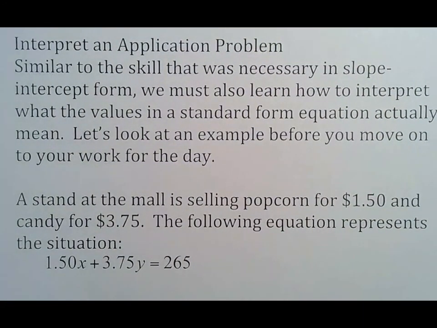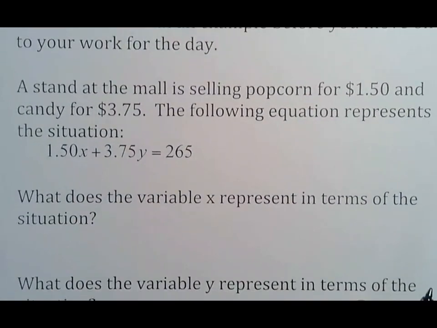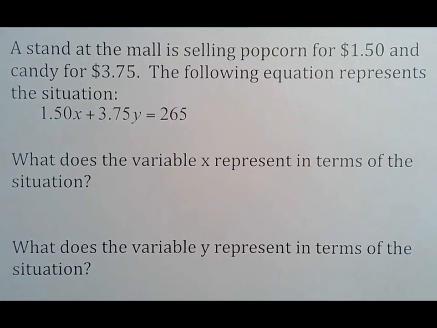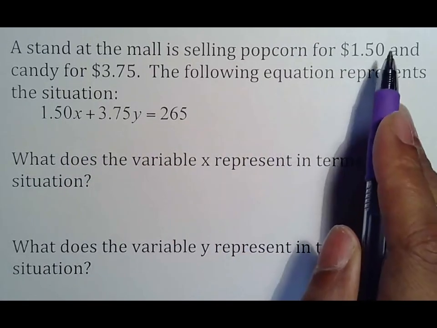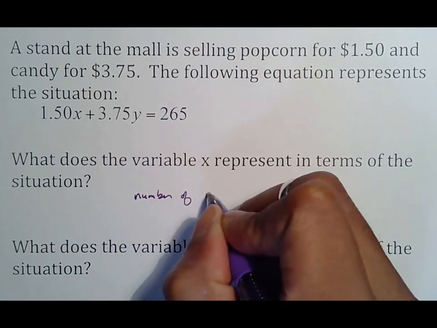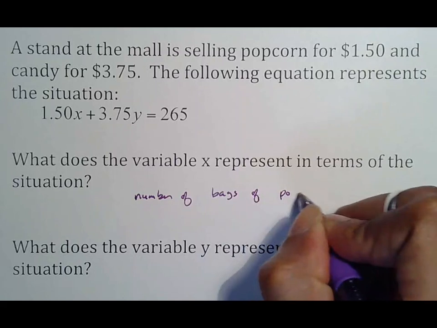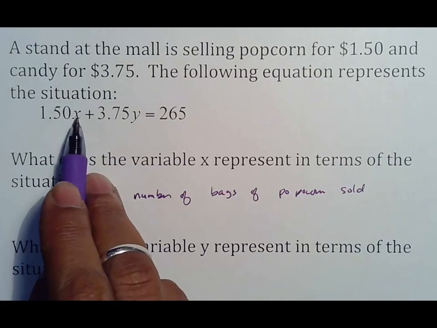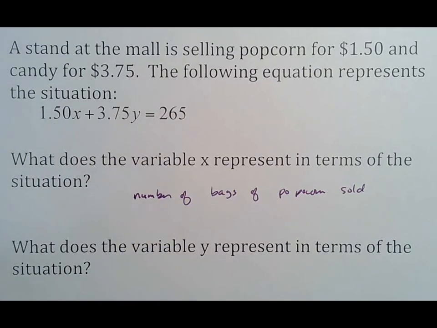Similar to the skill necessary in slope-intercept form, we must also learn how to interpret what the values in standard form actually mean. So let's look at this example before we move on. Again, this is not something you're going to have to remember because we're in quarantine, but you do want to at least see it. A stand at the mall is selling popcorn for $1.50 and candy for $3.75. The following equation represents the situation. They want to know what x represents. Well, if $1.50 is the cost of popcorn, then x must be the number of bags of popcorn sold, because it's $1.50 per bag, or whatever it would be that's going here.